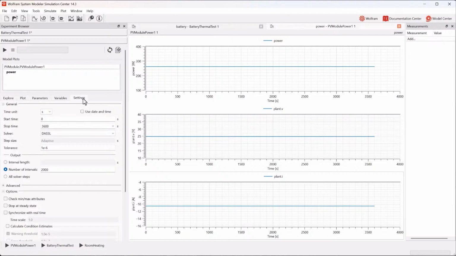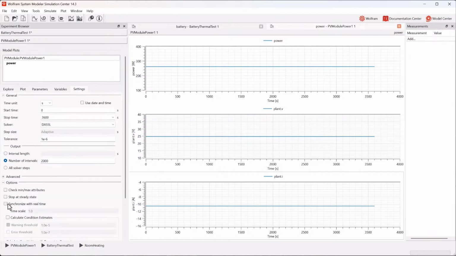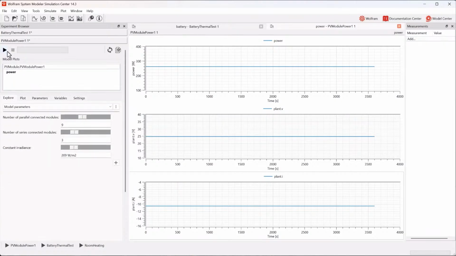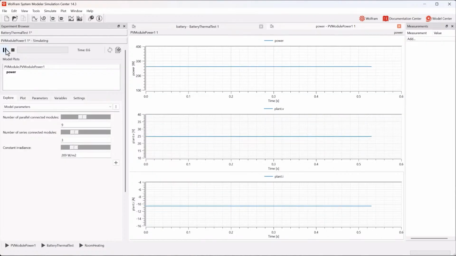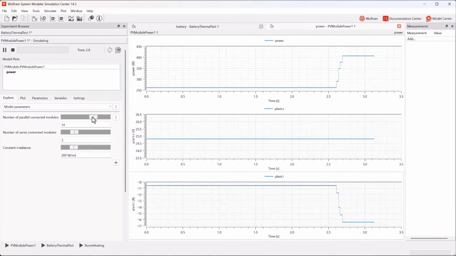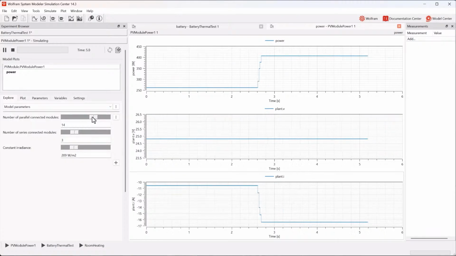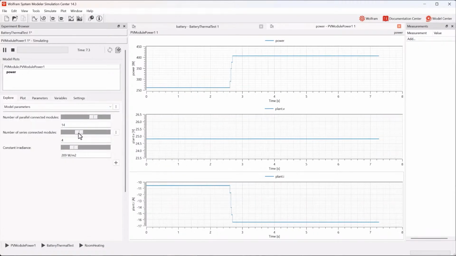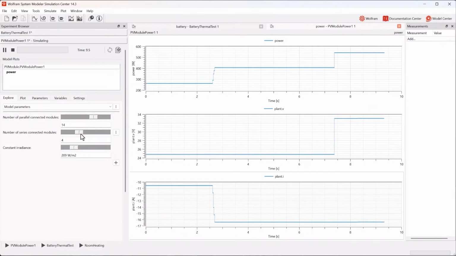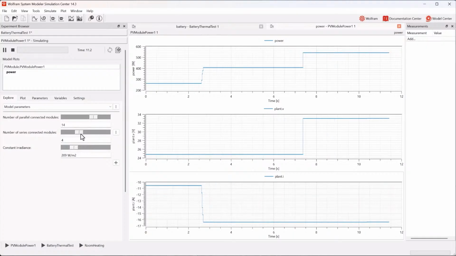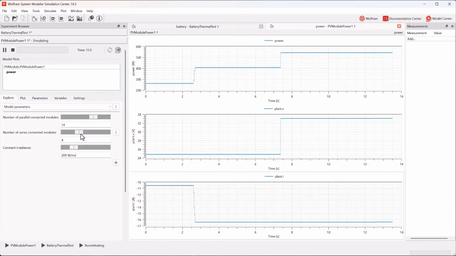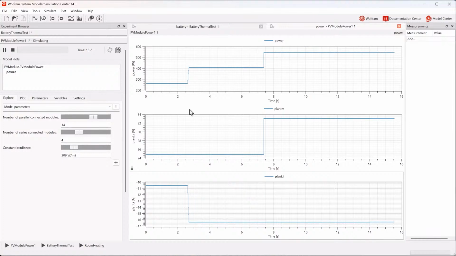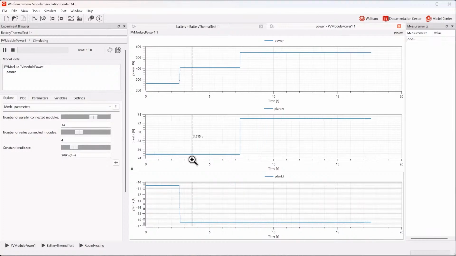We can run a simulation once in real time, adjust parameters like number of series modules or parallel modules in real time, and instantly see the impact on power output and electrical characteristics. We can even track parameter history and compare multiple configurations all in a single run. For our rooftop solar engineer, this means less time waiting and more time designing and optimizing.